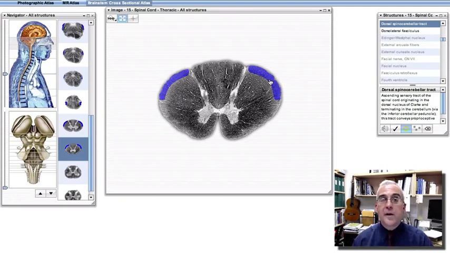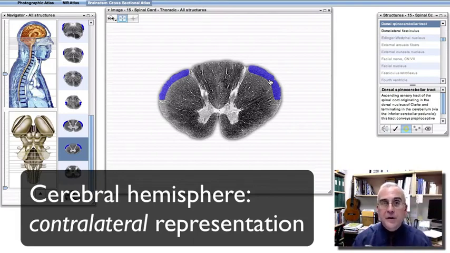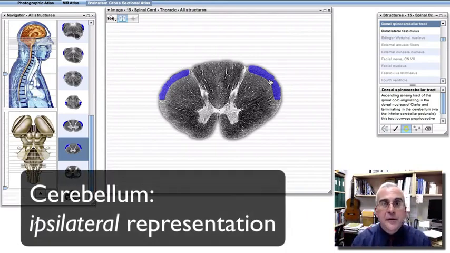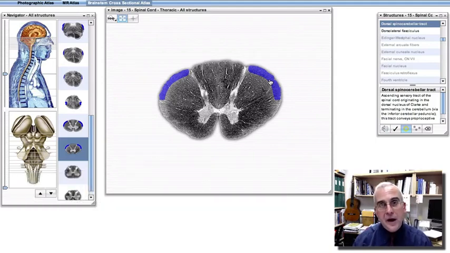Now, we've been emphasizing that in the cerebral hemisphere, the principle is contralateral representation. But I warned you that when it comes to the cerebellum, we have a different principle. It's ipsilateral representation. And this is how it's established via an ipsilateral dorsal spinal cerebellar tract that's relaying information derived from the same side of the body. In this case, the lower part of the body.